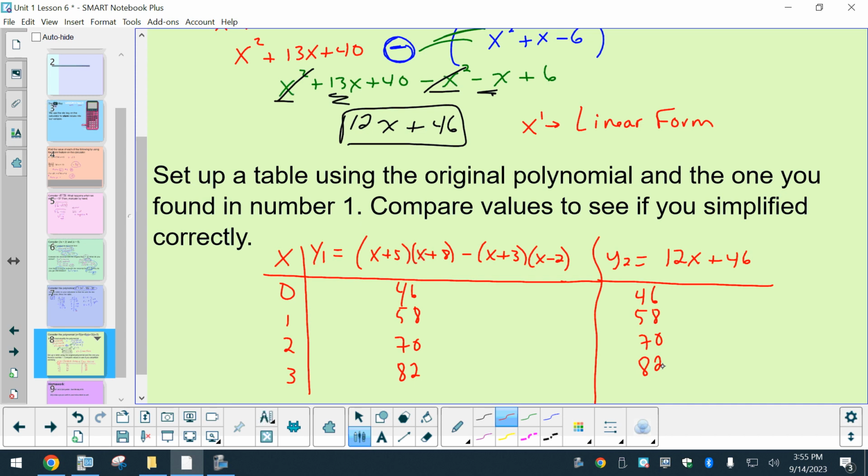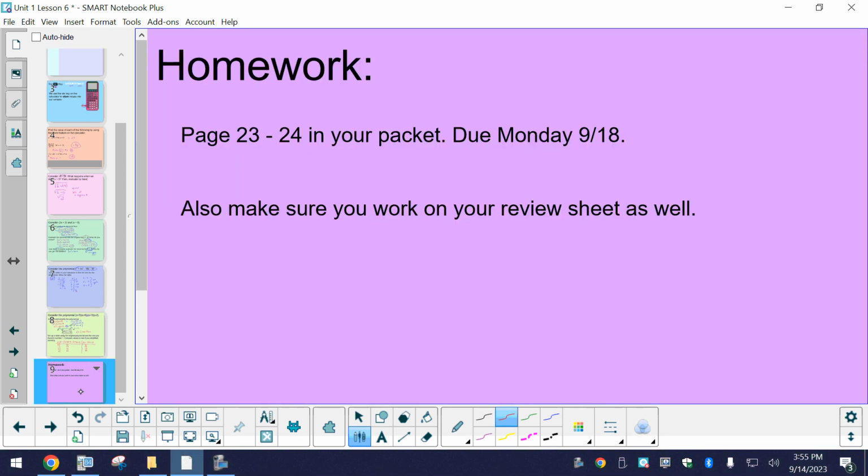Okay? So if there's time left, what you can do is start working in your packet on page 23 and 24. It's a lot of calculator stuff, so it's not hard though, and there's some thinking questions in there. And then don't forget to work on your review sheet as well, and we'll go over all that on Monday.